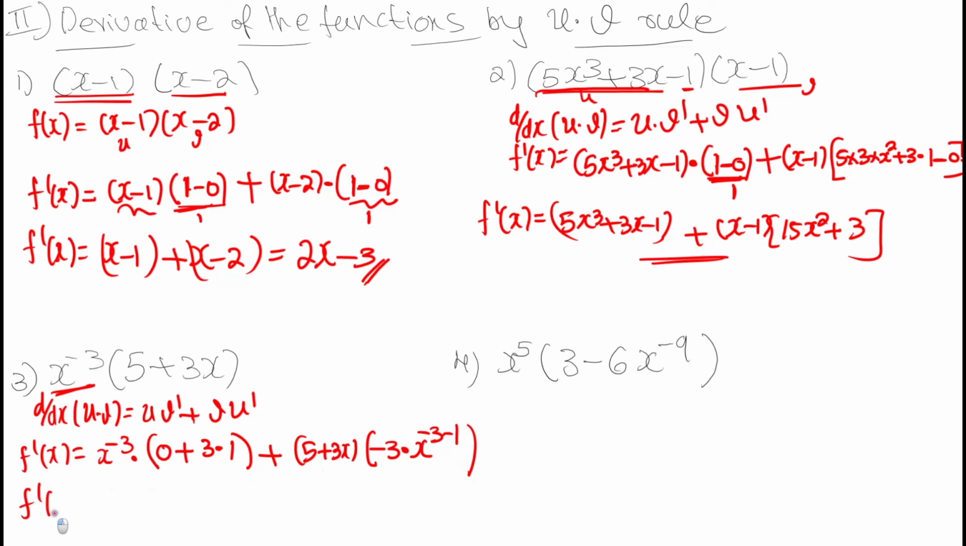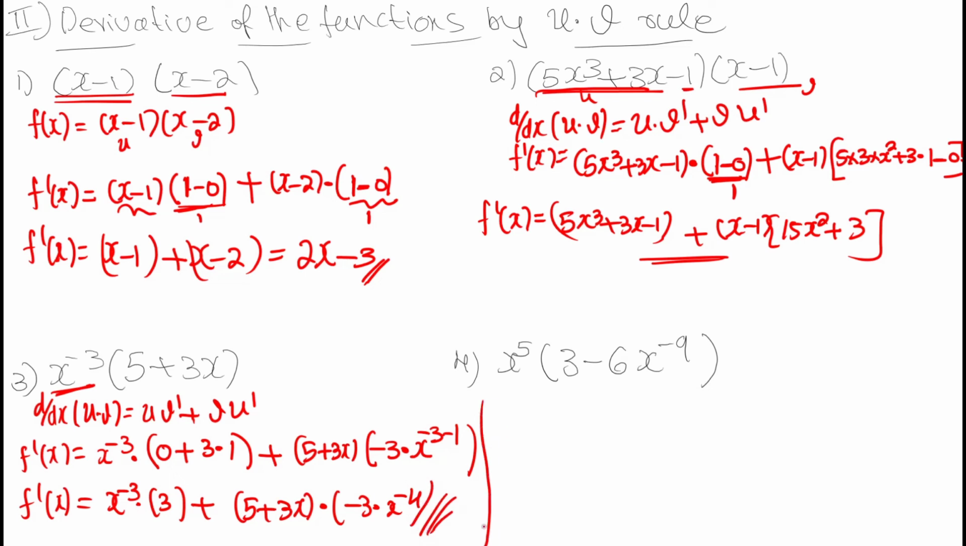Simplify this one. f dash of x is equal to x to the power minus 3 into (0 plus 3), which is equal to 3, so x to the power minus 3 into 3 plus (5 plus 3x) into minus 3 into x to the power minus 3 minus 1, which is minus 4. This will be the derivative for the given function.